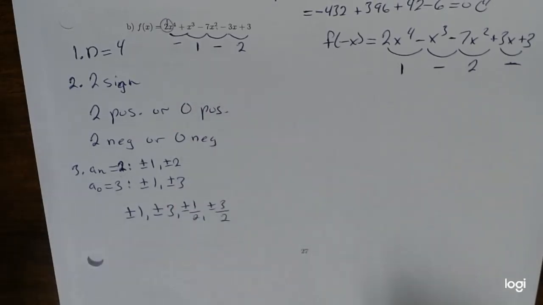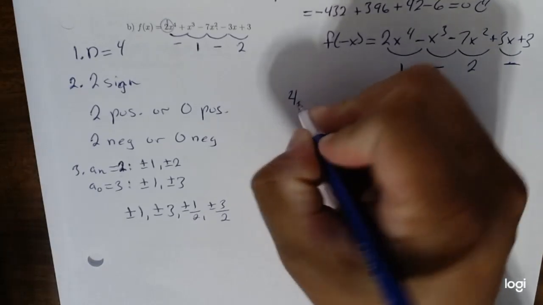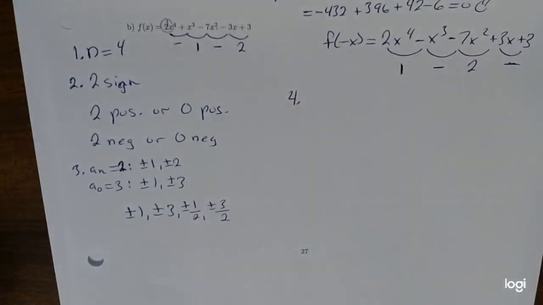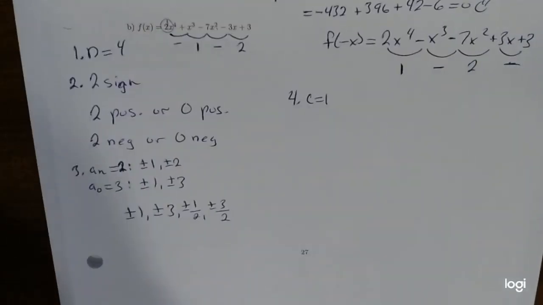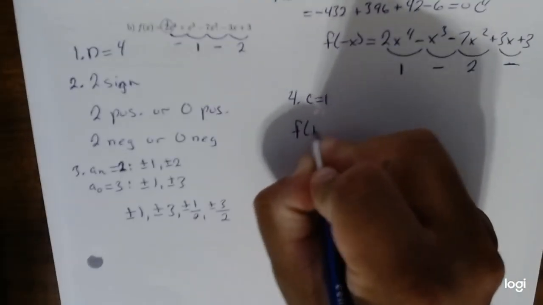Okay. All right. So now we go to step 4, and again, it's literally a pure guessing game. So start with the basics. Let's just start with 1. Help ourselves out. So if we do that, plug in 1 to our function.